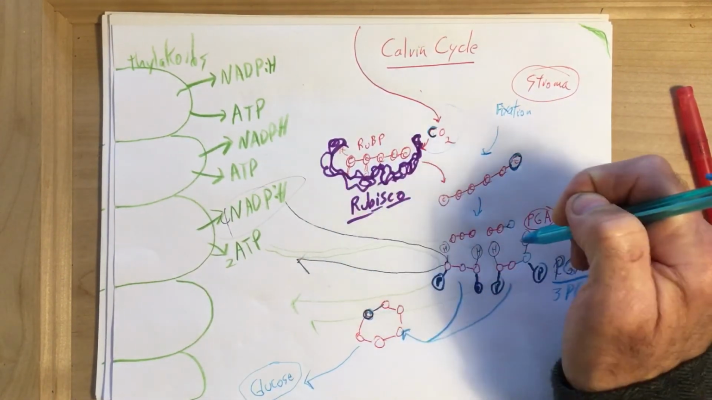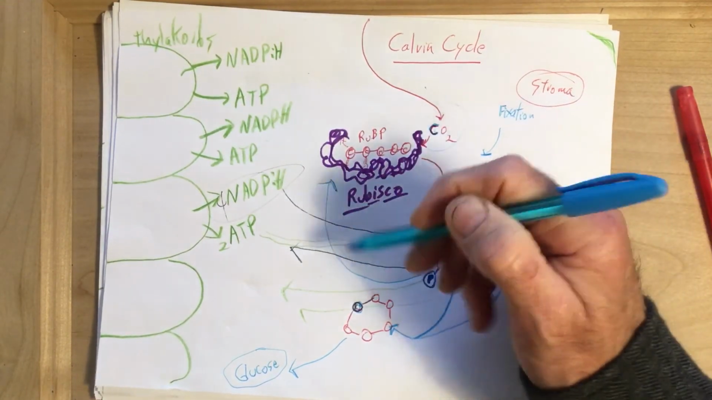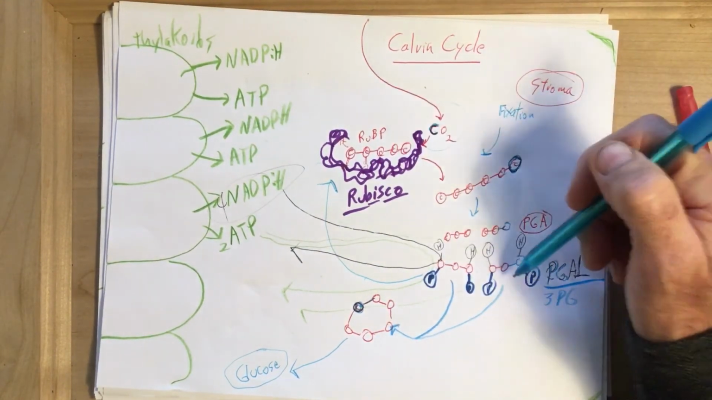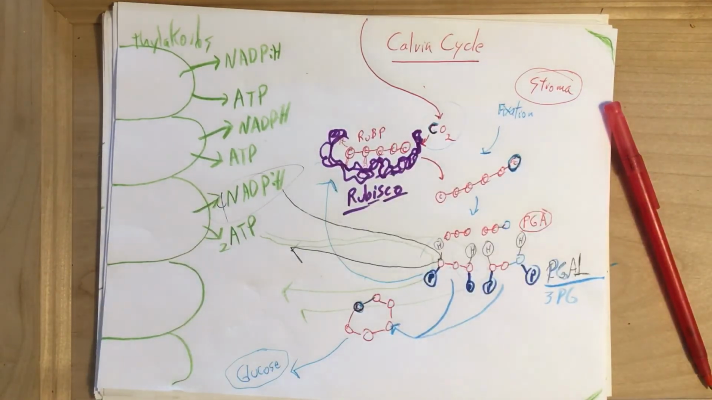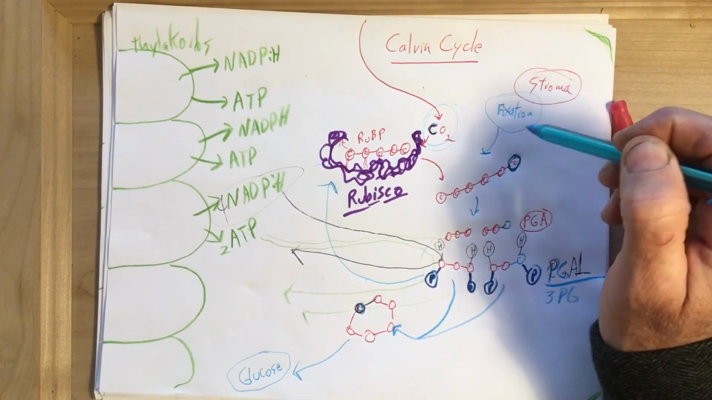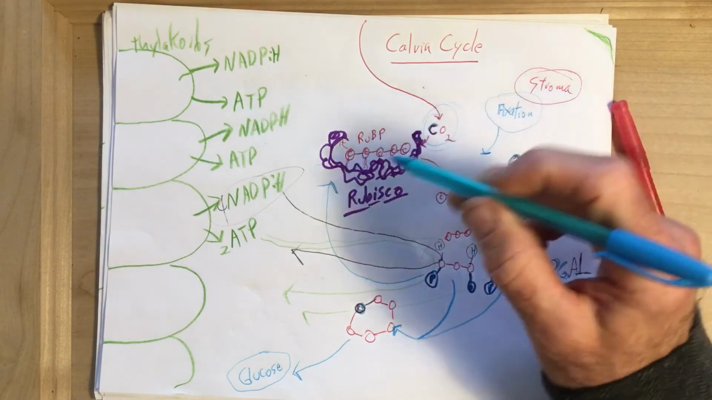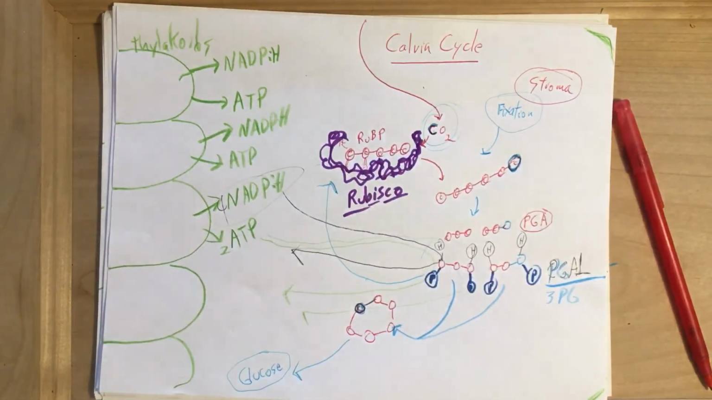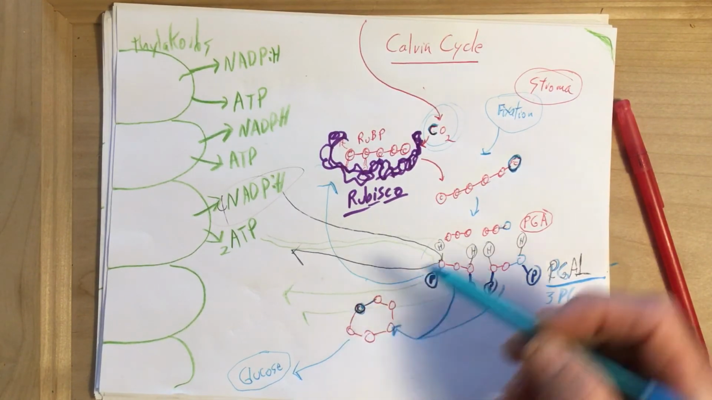All of the other carbons from PGAL have to be returned, and this is another 3-step process. There's 3 more reactions here. All of these carbons, these 5, have to be returned to make more RuBP, because if I run out of RuBP, I can't fix carbon. If I don't have any of that RuBP, the whole thing will stop. So in other words, in order to make sugar, I need to do the Calvin cycle 6 full times, and then I have fixed enough carbons from the outside world, brand new carbons, that I can actually remove a glucose.